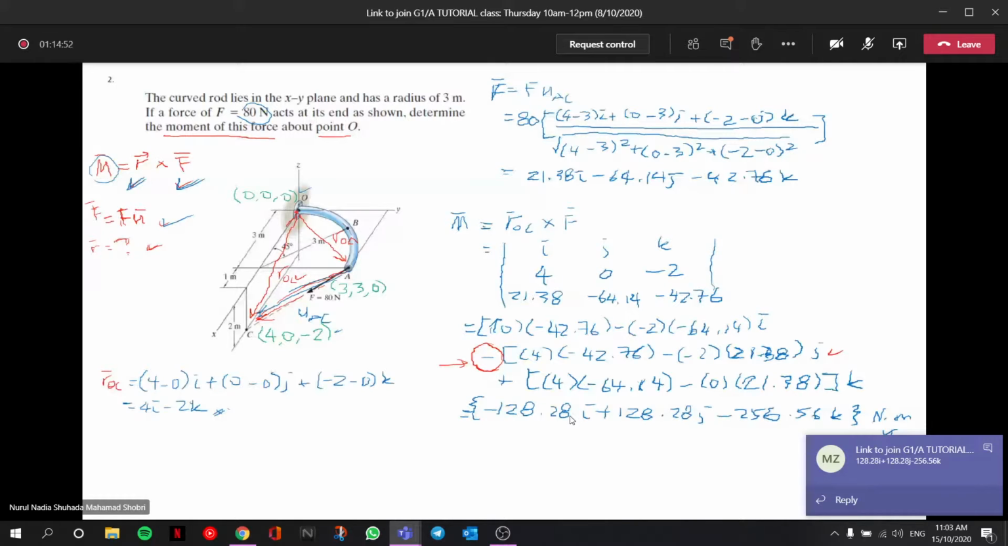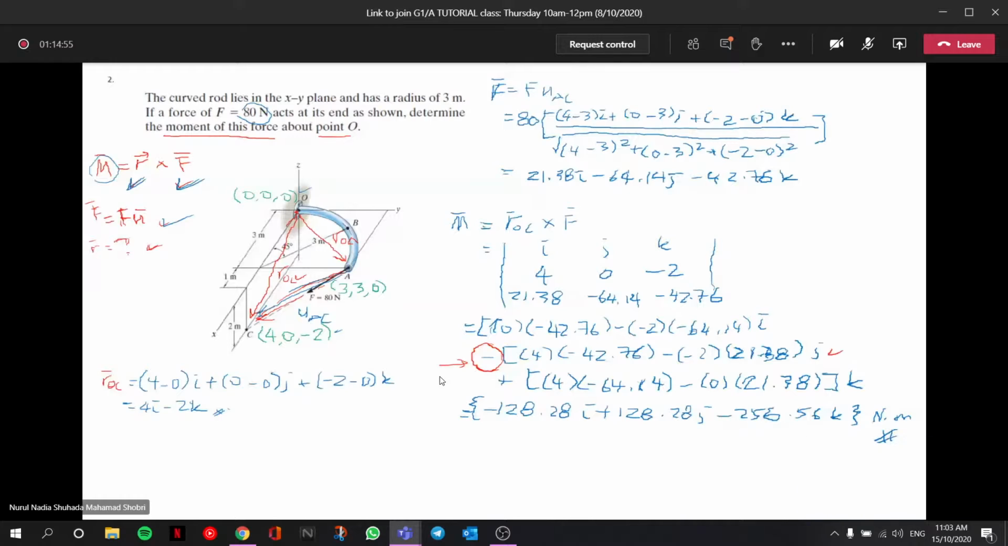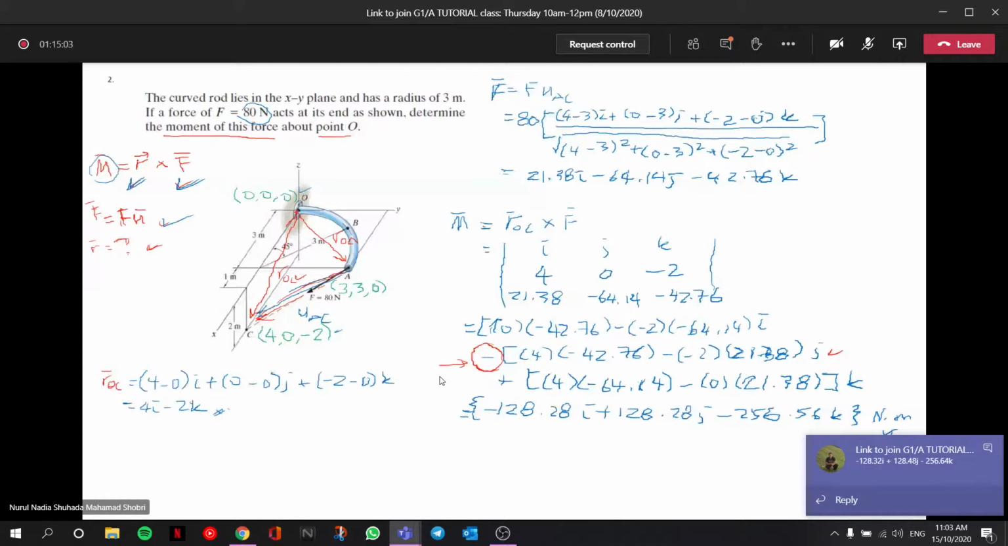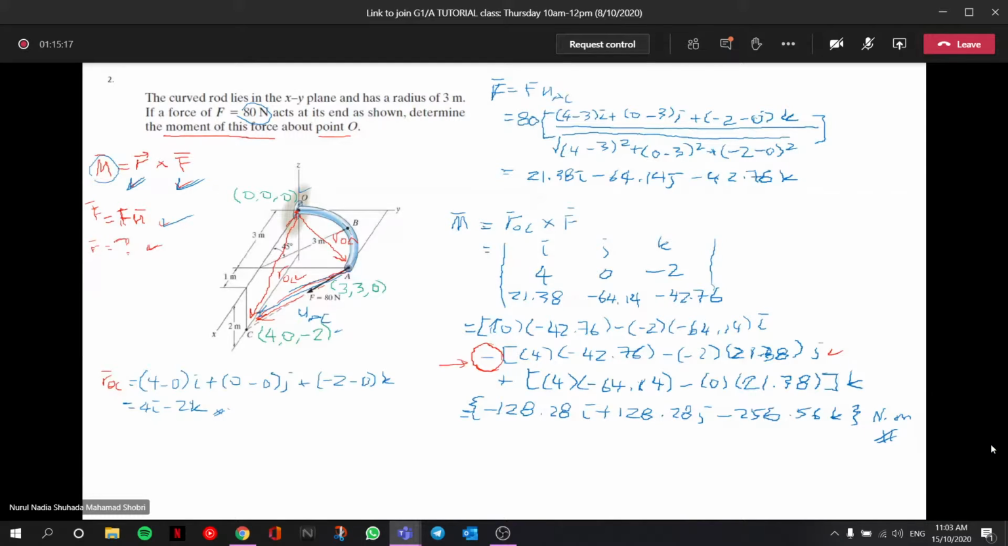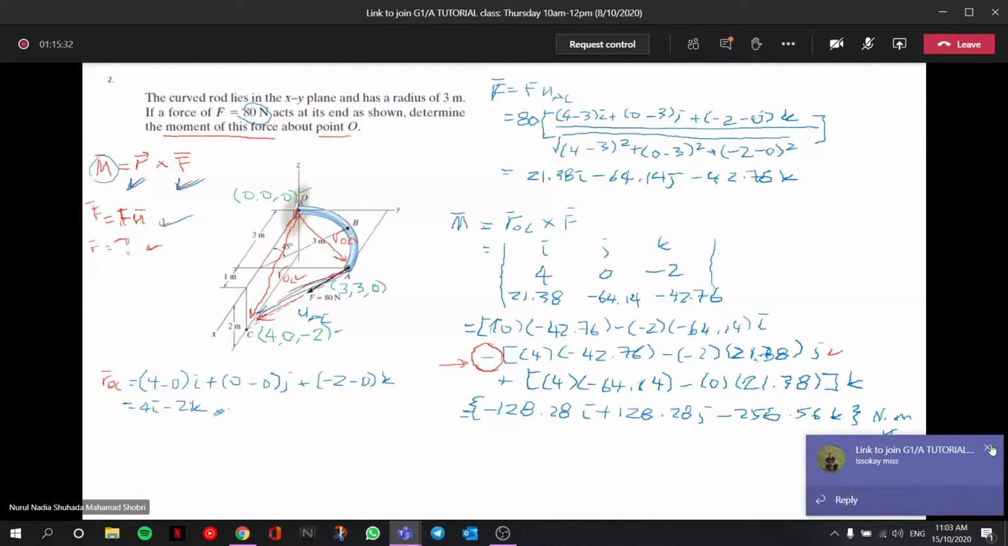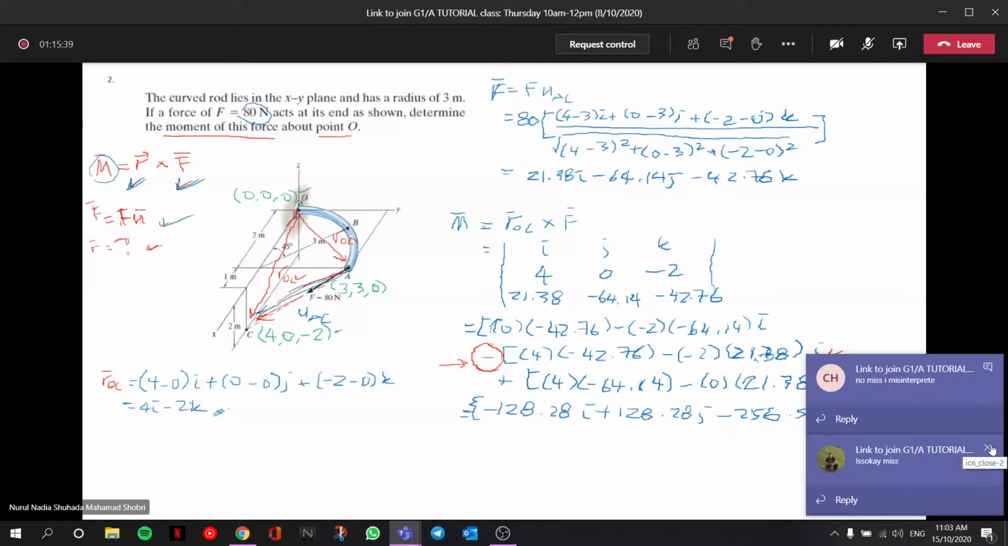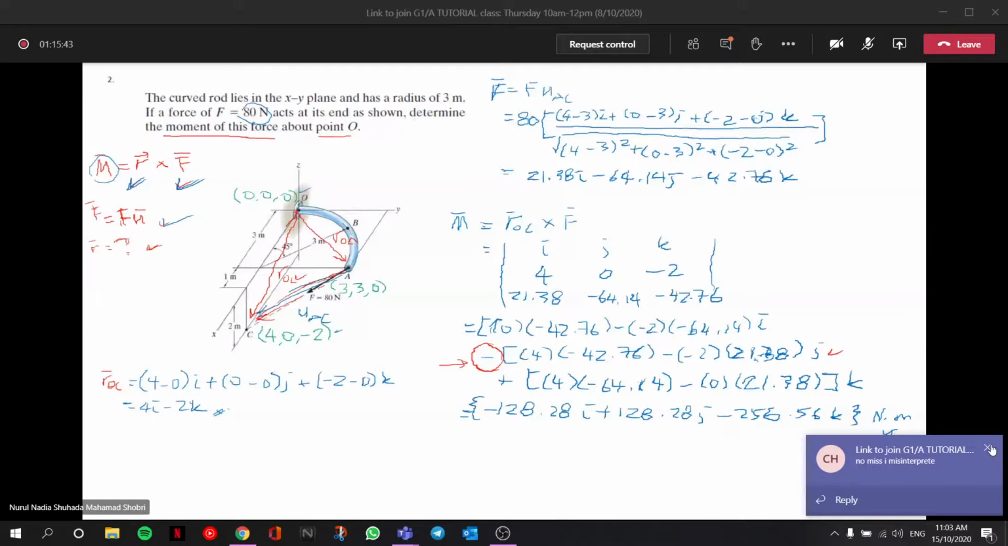So this is the final answer: negative 128.28I plus 128.28J minus 256.56K. Sorry if you cannot see the value properly, because it's quite hard writing on the screen here. But if you do this again on your own, you can easily find which value is which.